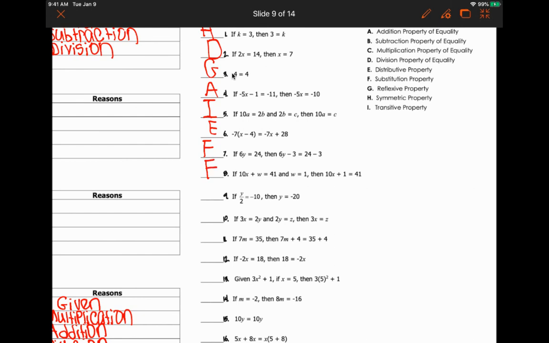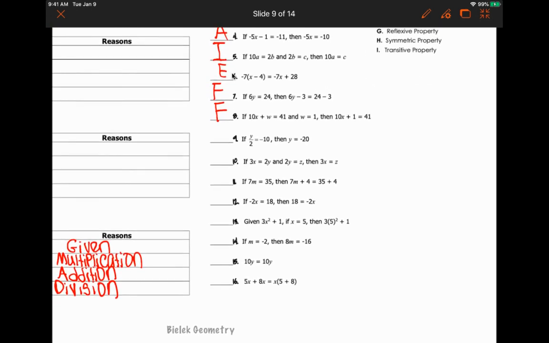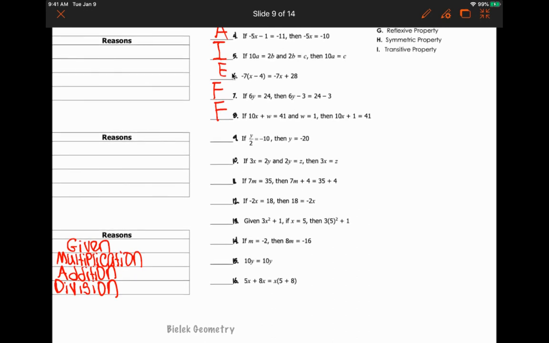So I'm going to let you try the second half on your own, and then you can check your work on Classroom. So good job, guys. That's it for section 2.5. See you next time.